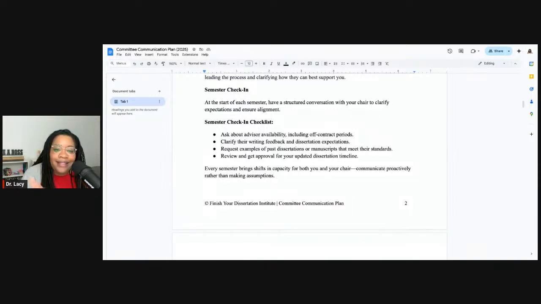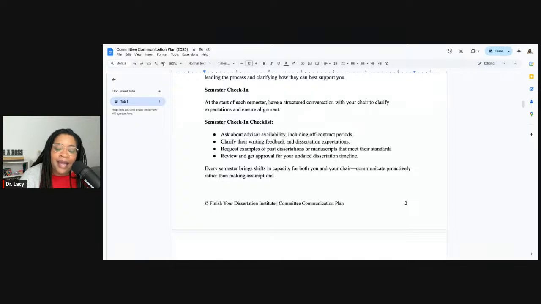In this case, when I'm talking about boundaries, a lot of times as you get closer to your chair, or maybe you have a relationship where you work on different projects, or maybe you're their grad assistant, their research assistant, boundaries can get blurred. And usually what I've seen is that your chair enjoys working with you so much that they forget that you are a student who's learning how to do this for the first time.